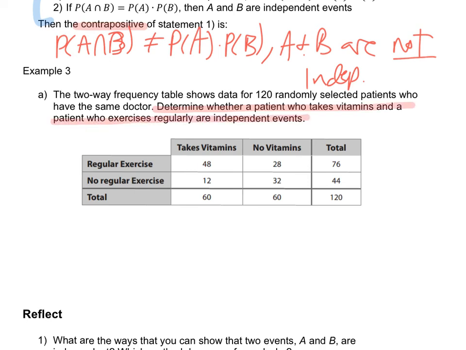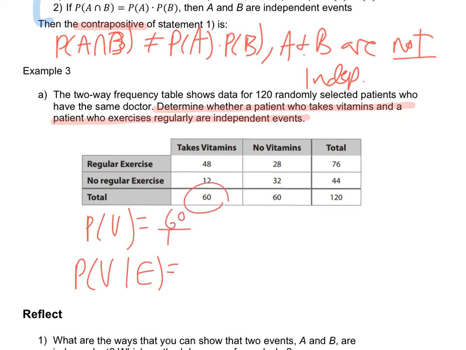are independent events. So to do that, I'm going to take a look at the probability that somebody takes vitamins, and I'm going to take a look at the probability somebody takes vitamins given they exercise. And if these two events are independent, then those two probabilities will equal each other. If they don't equal each other, then the events are not independent. So let's look at the probability that somebody takes vitamins. That would be 60 out of 120. So that is 1/2.